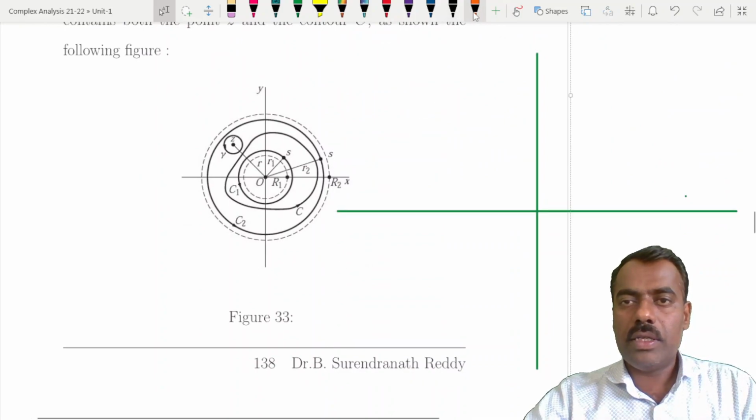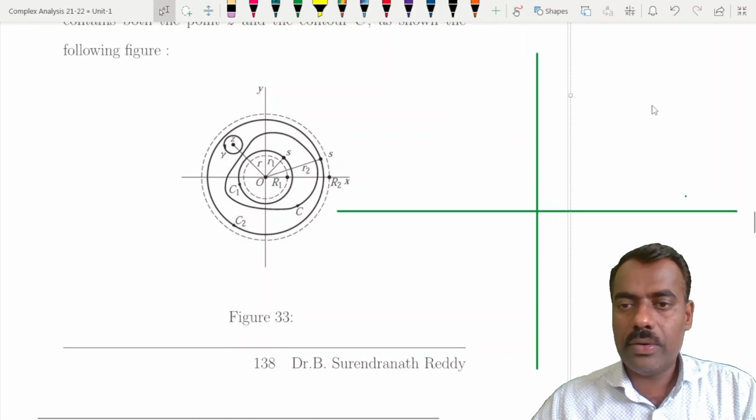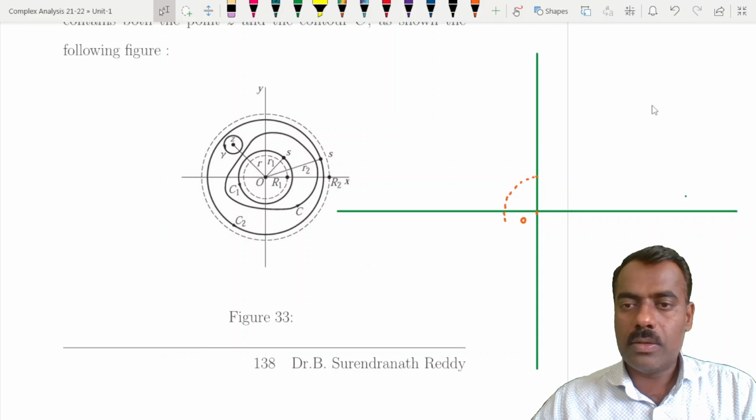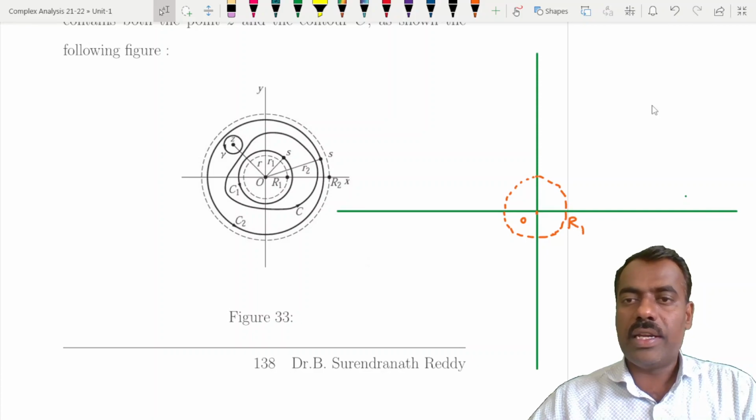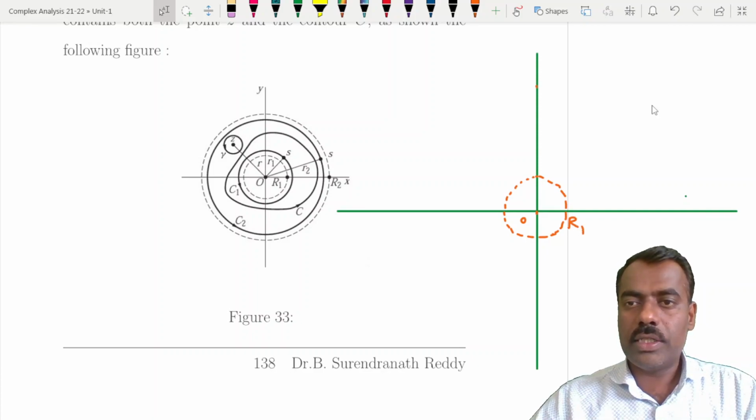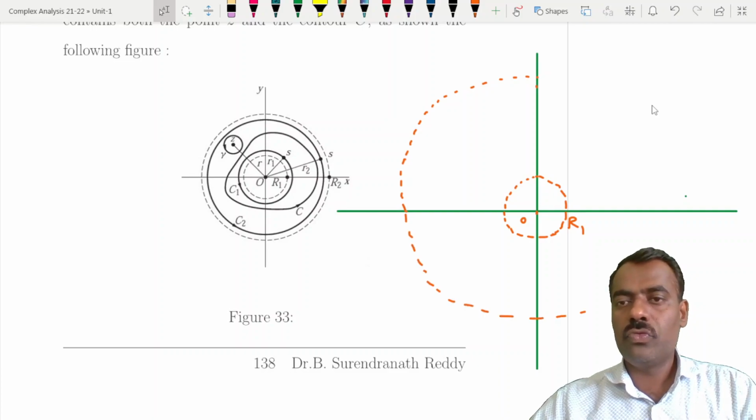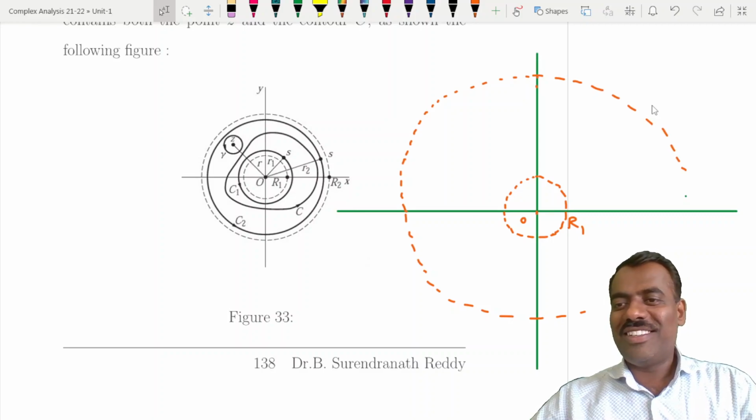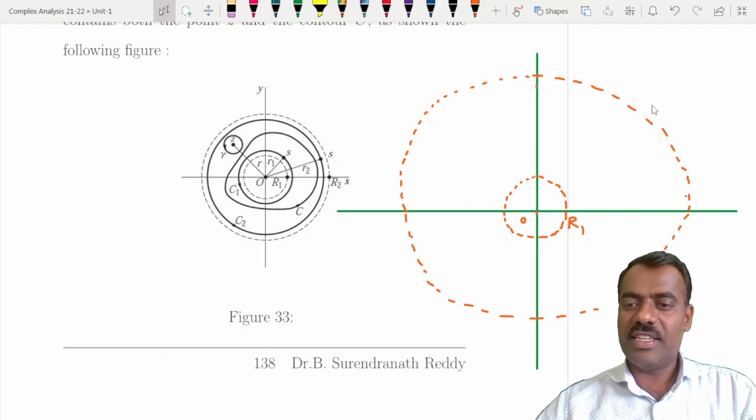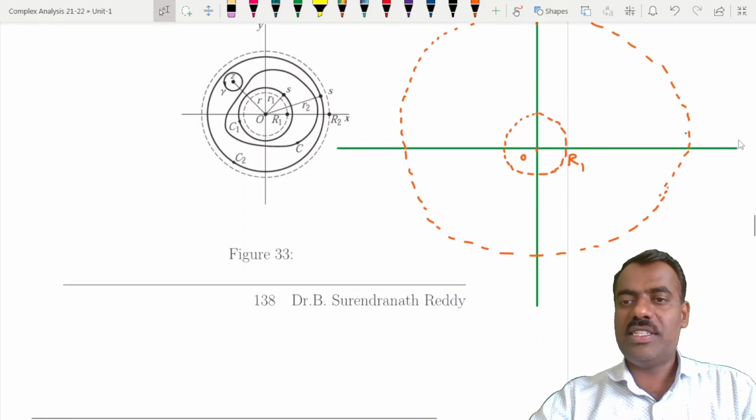Now let me draw. We have the origin here. A smaller region which is R1, and then we will take a bigger region so that everything fits inside clearly. So this is our R1. This is R2.